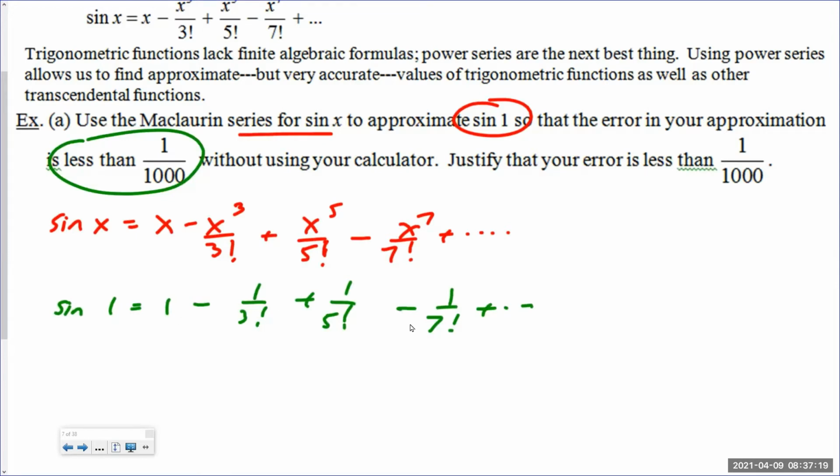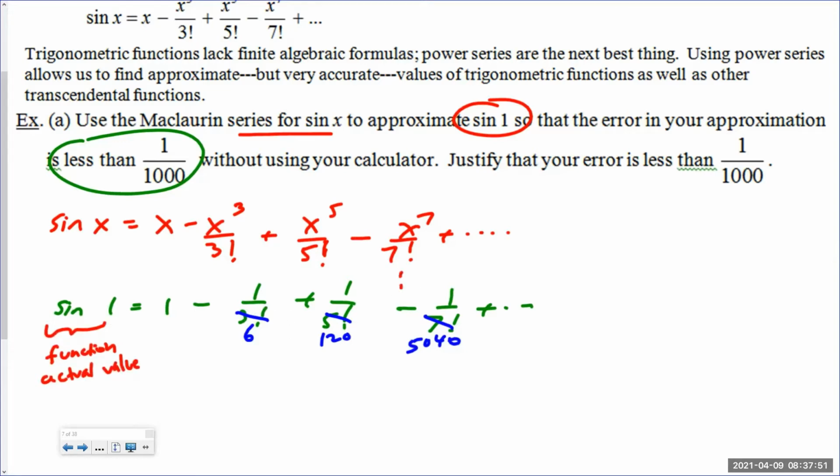So do you remember the alternating series remainder? What you do is you find these denominators. That's 6, this is 120, this is, what is it, 5,040. So what I need to do is find the number that's less than 1 over 1,000. Let me make sure you understand this. This right here is called my function. A lot of times they call it your function, and sometimes they call it your actual value. This is your actual value.